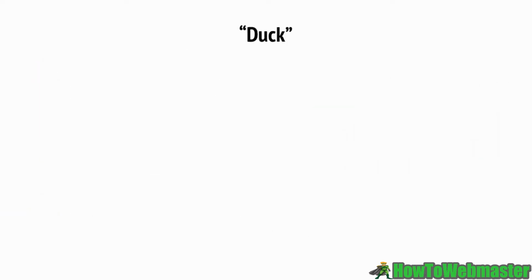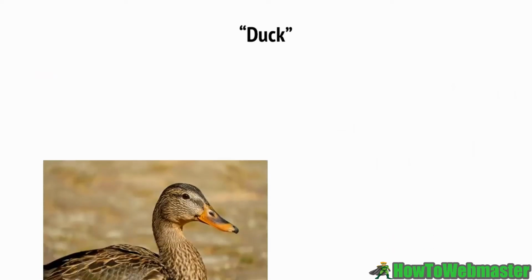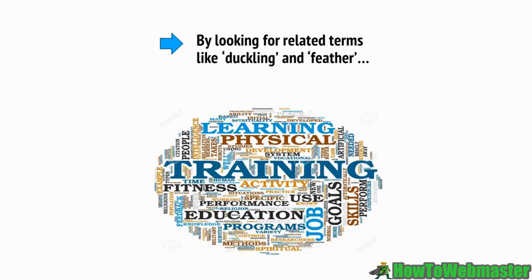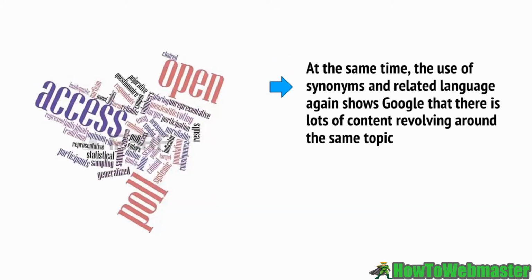This is important partly because it can prevent a mismatch between searches. If someone searches for a homonym like duck, how does Google know whether they mean the bird or the movement? Simple. By looking for related terms like duckling and feather, or perhaps dodge and dive. At the same time, the use of synonyms and related language again shows Google that there is a lot of content revolving around the same topic.